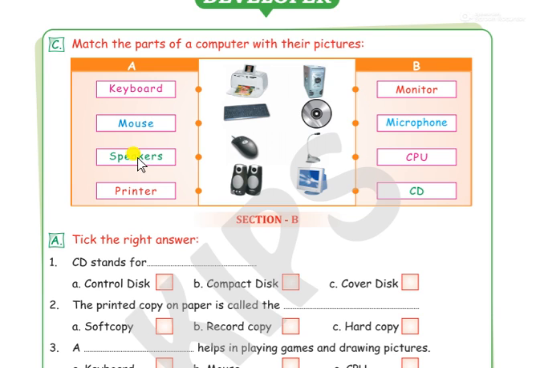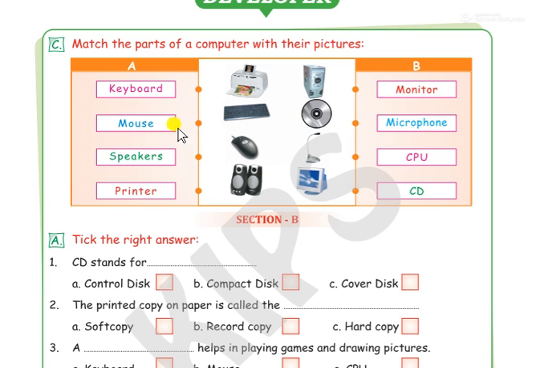That is, match the parts of a computer with their pictures. आपको क्या करना है? Here the devices are given. Here are also the devices given, and in the center images are given. You have to draw the line to the correct picture. So where is the keyboard? Just find it out. Keyboard is this one. So you will draw the line from keyboard to this picture.